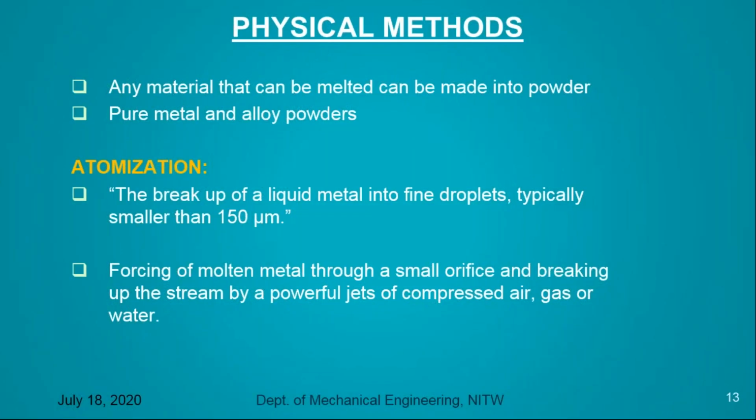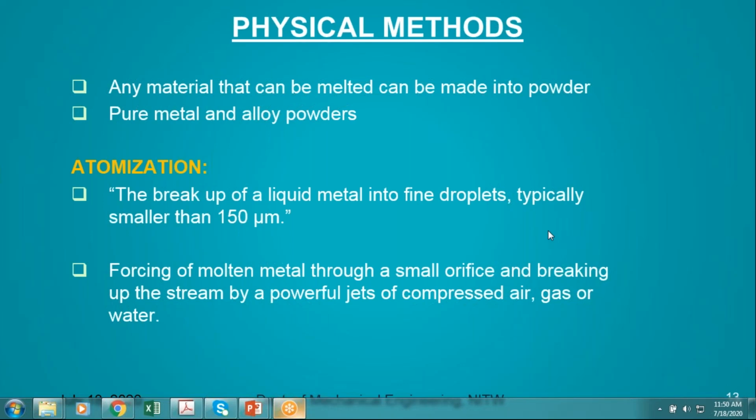You can see there are a number of physical methods which we are discussing. Any metal that can be melted and made into particles can give powders, either a pure metal or an alloy powder, which we can go for in powder production. And atomization, what do we mean by atomization? Means the breaking of a liquid metal into fine droplets, typically smaller than 150 micron.